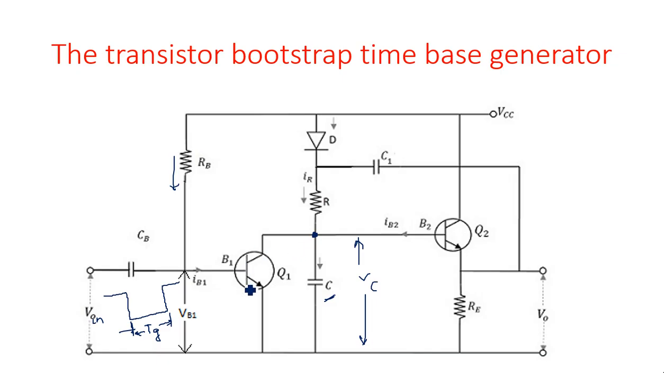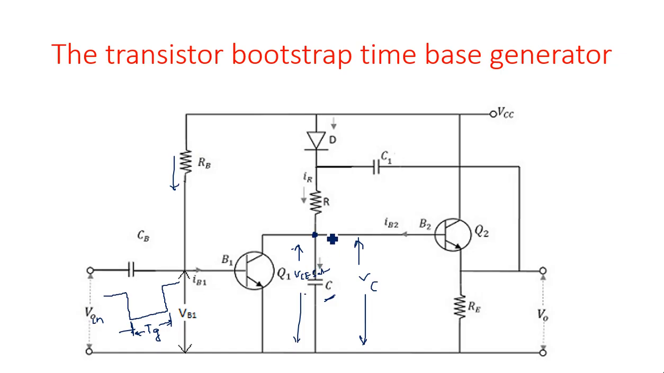Now, when the transistor Q1 is in the saturation region, what is the voltage from collector to emitter? From here to here, we will have VCE sat. This VCE sat is the only voltage appearing across this capacitor. So we can write VC, the voltage across the capacitor, as VCE sat when the first transistor is in the saturation region.